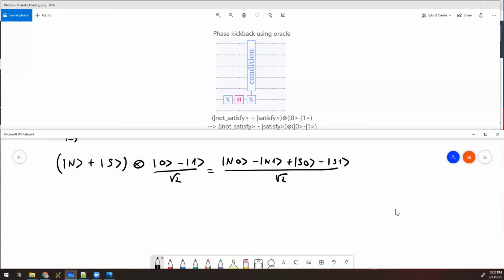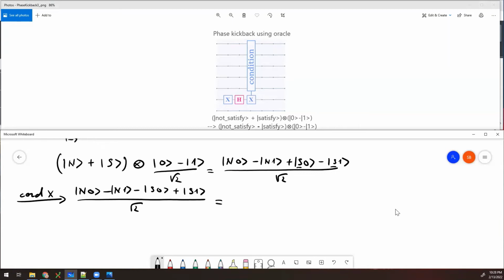Now, for all the states that satisfy the condition, the target is flipped. We'll also do the rearrangement trick. So, by applying our gate, we'll have N0 minus N1 minus S0 plus S1 over square root of 2.